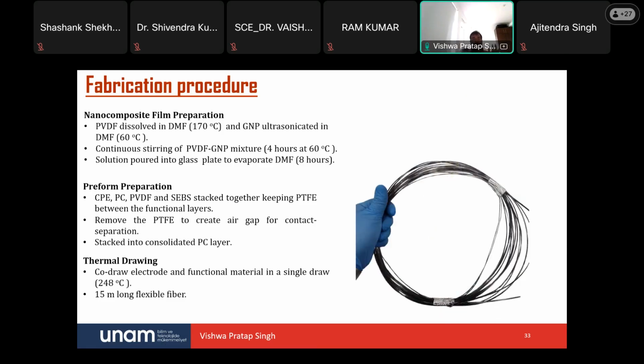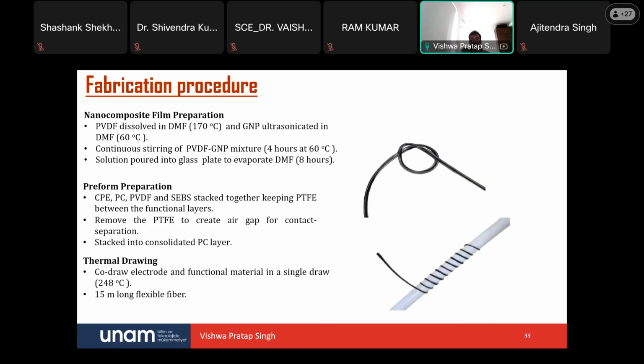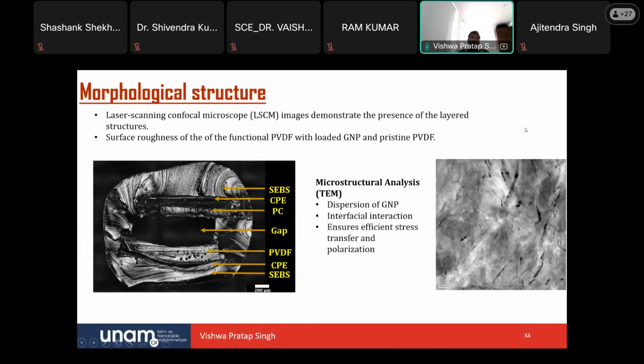So we got almost 15-meter long fiber, and this was remarkable in our case because this was the most sophisticated thermal drawing as compared to PENG and TENG. And still we got it, and we got really good structure. The flexibility was really good. We need to understand what type of structure we got. So this is the PC SEBS layer. We got this structure from a laser scanning confocal microscope.